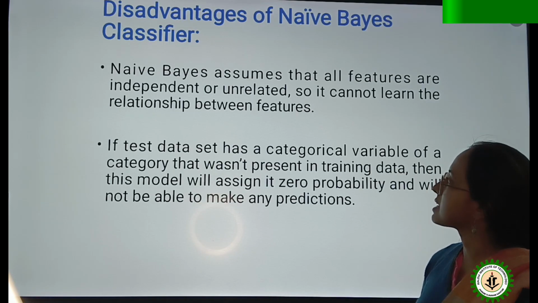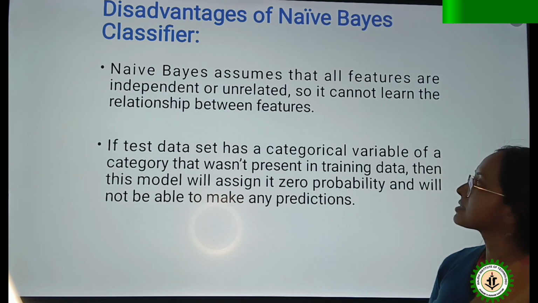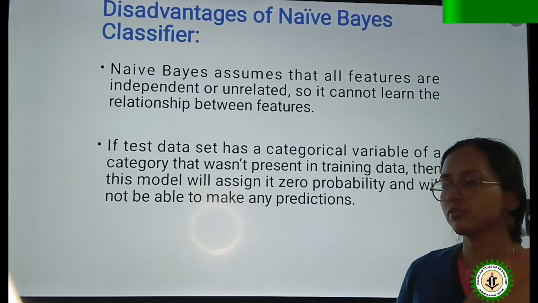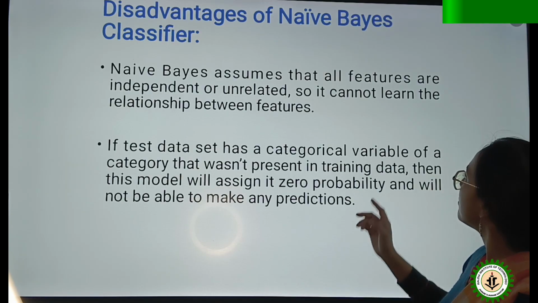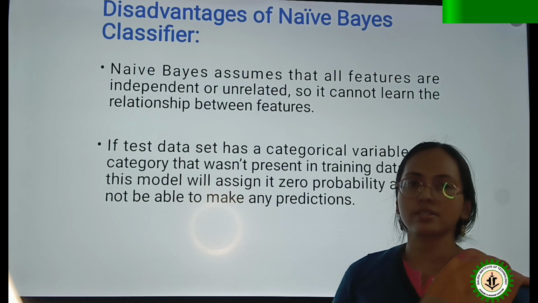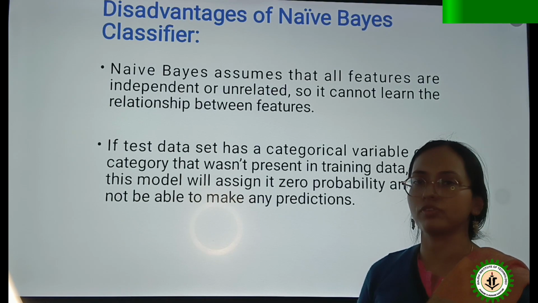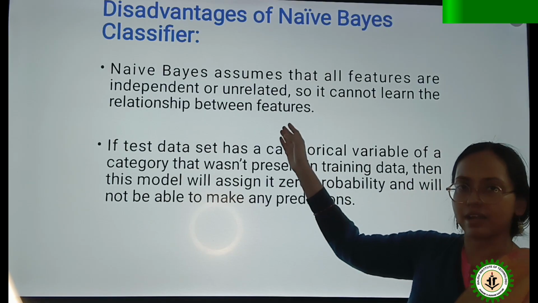Now coming to the disadvantages. Naive Bayes assumes that all the features are independent of each other. That is what we assumed at the very beginning. But in real-life data sets, that cannot be the case. Sometimes there might be dependencies present within the features. So this is a kind of disadvantage.